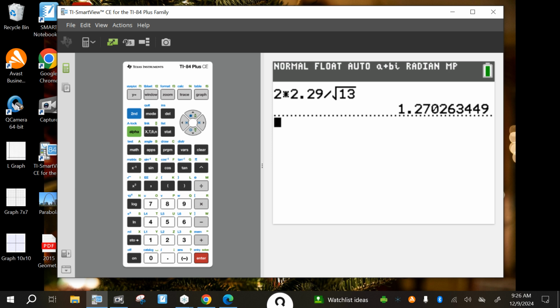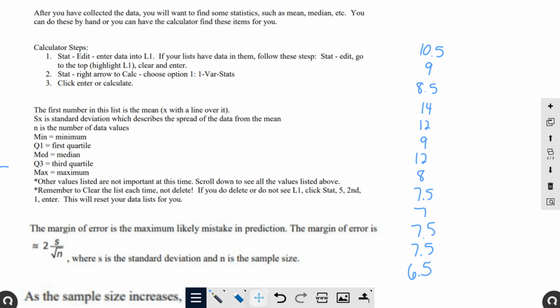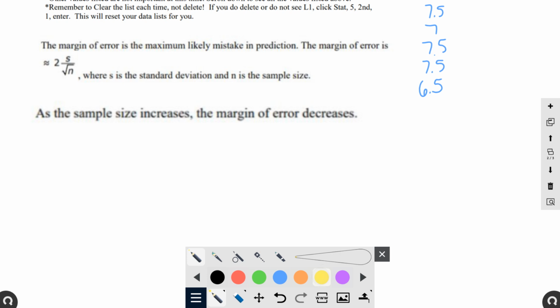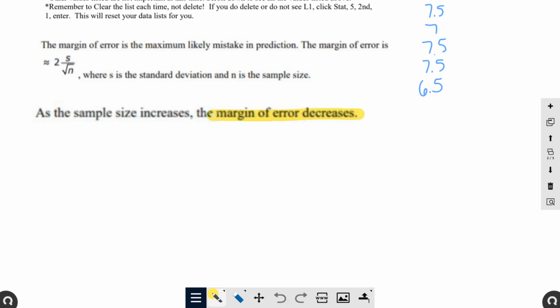Now, this last sentence on your paper is one of the most important sentences that you guys will have. So make sure that you highlight, star, underline, whatever you need to do. As the sample size increases, the margin of error decreases. So what that means is the more samples that we get, the less off we are, right? That would make sense based on our population.